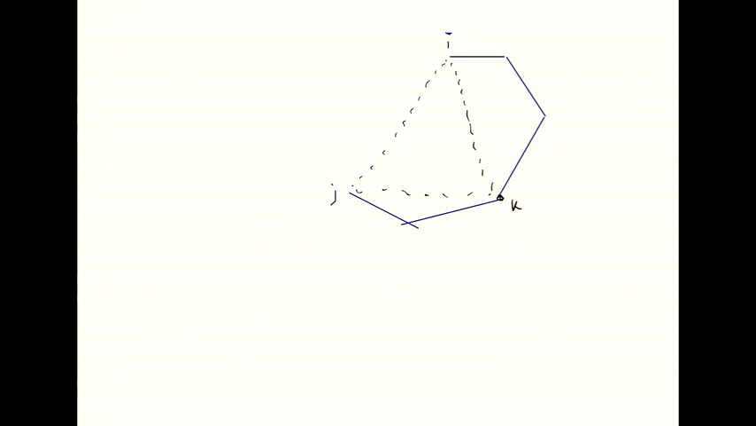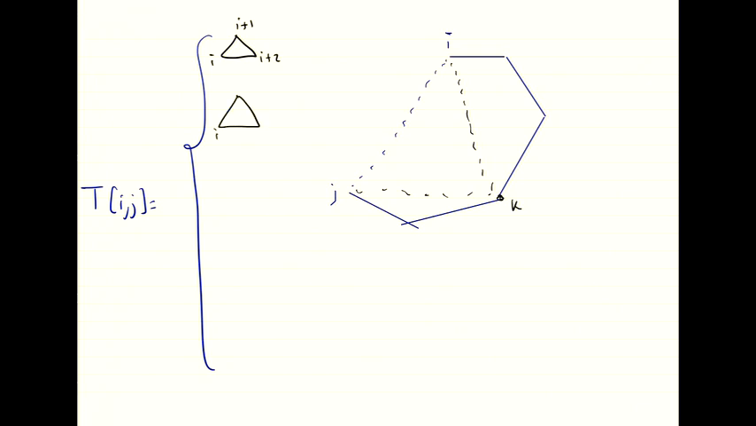Okay, and then what do I end up with? Well, T of i comma j is, well, this vertex k can be, the triangle that could be there is i, i plus 1, i plus 2, or i, i plus 1, i plus 3, or all the way to i, j minus 1, j. So it could be one of these two cases.